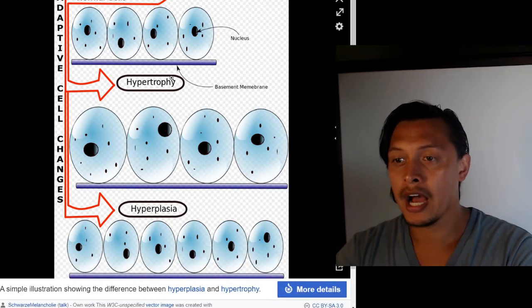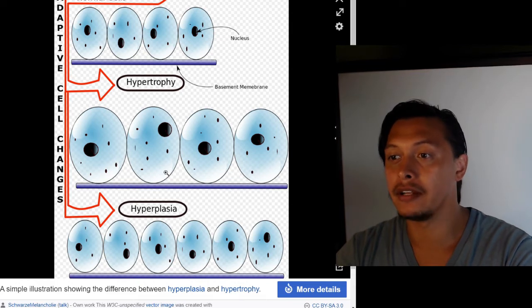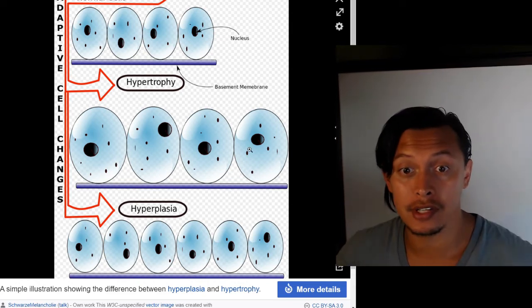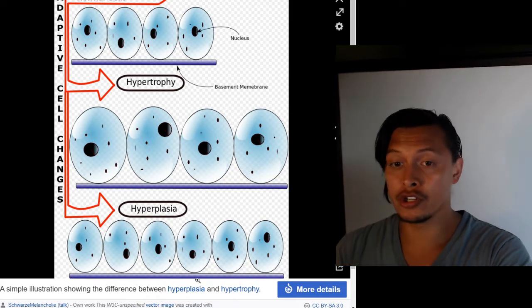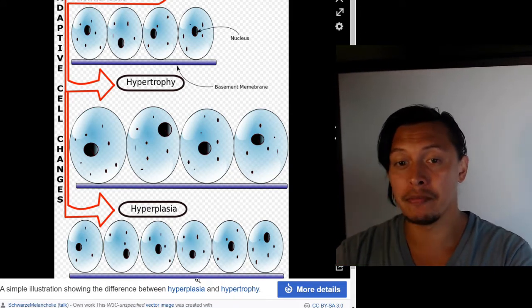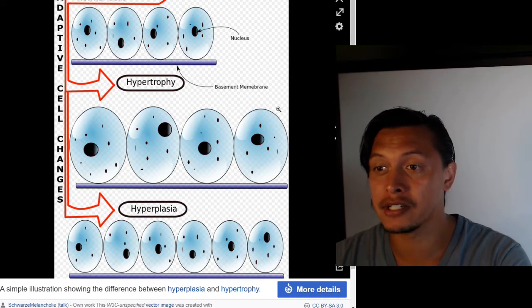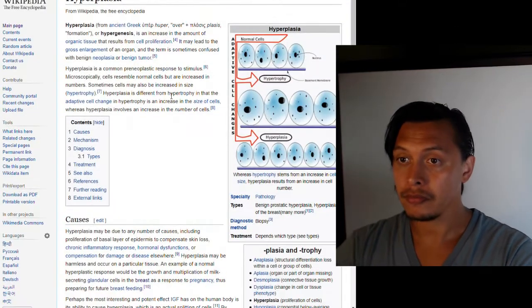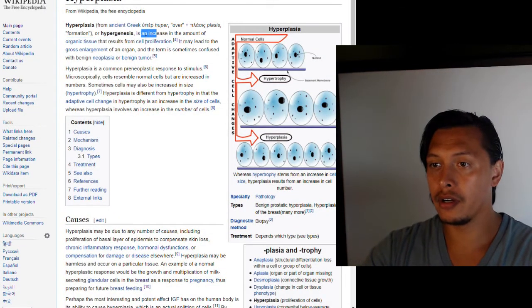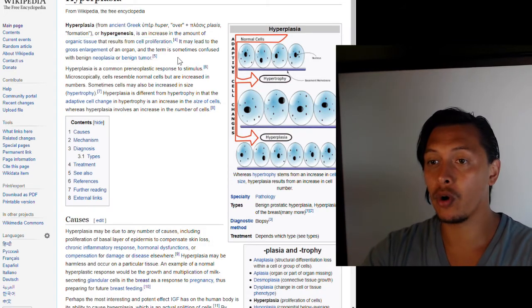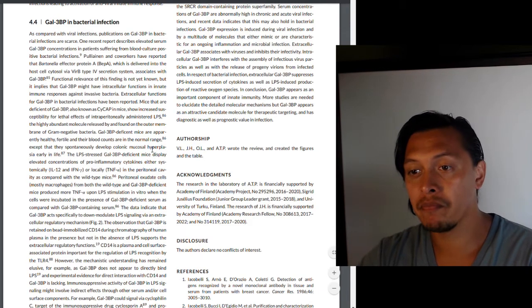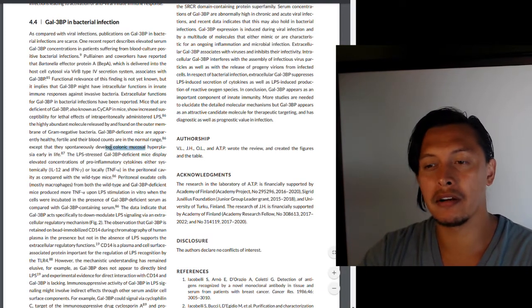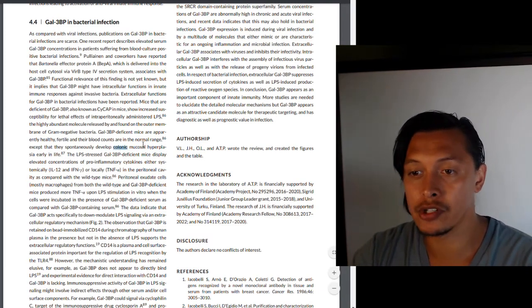So this would be hypertrophy where the cells become bigger, and that can cause damage if the cells become too big. Or you could have hyperplasia, which could cause damage because you have too many cells and they're stretching the basement membrane. And it may lead to gross enlargement of an organ. So this would be hyperplasia in the colon, and I presume the mucosal lining, which would not be good.